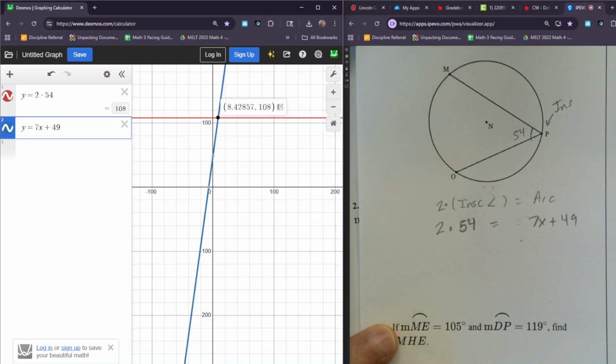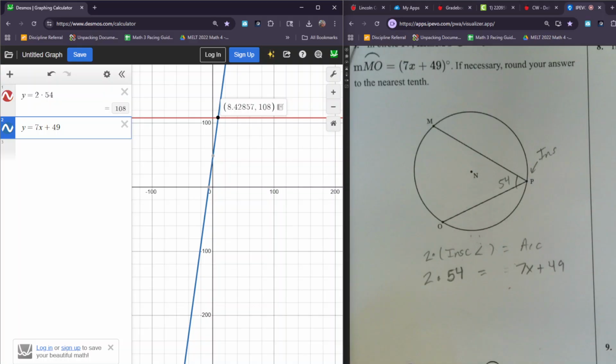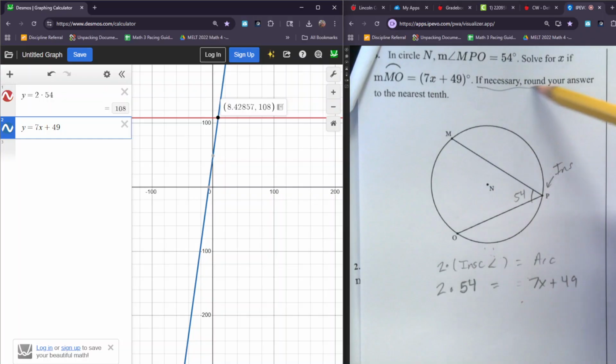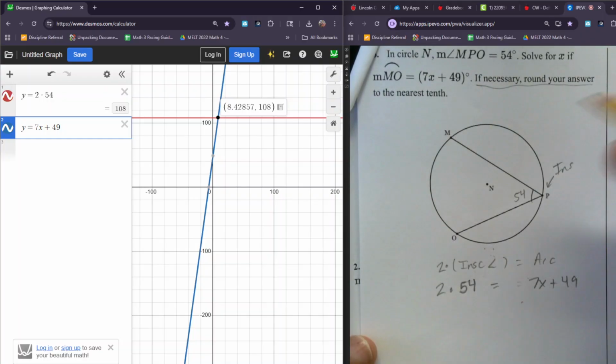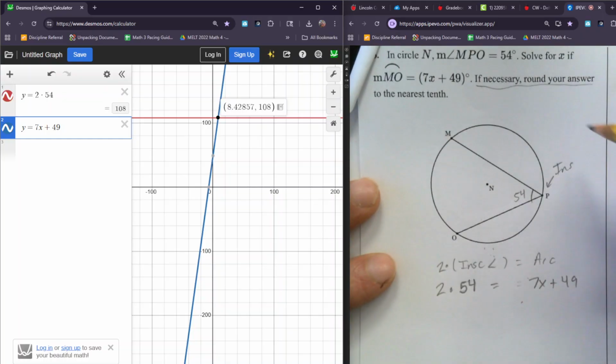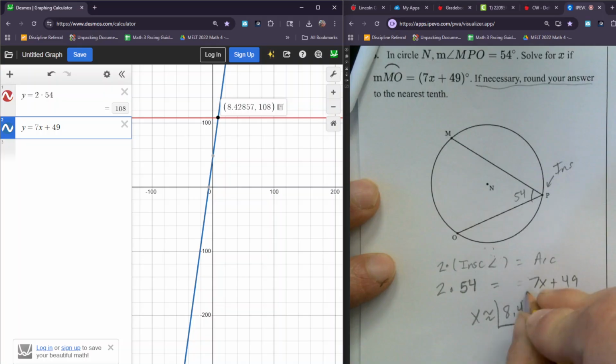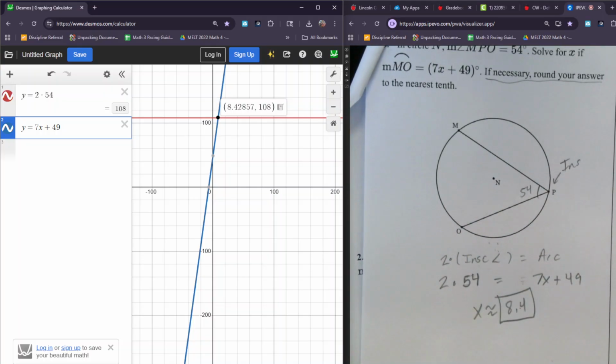Okay, make sure I got this in right. Y equals 7x plus 49. Okay, so we can have decimals here. That's why I was wondering, because we got a decimal here. So if you see this, just round to the nearest tenth. Just keep that in mind that you could have a decimal. Okay, so you solve for x. So we got x is approximately 8.4. I'm just solving for x, so that would be your answer.